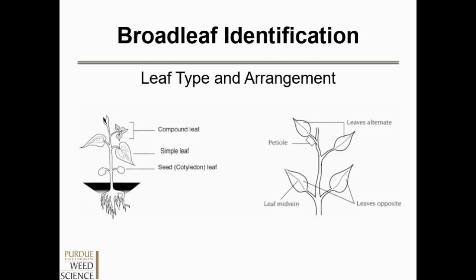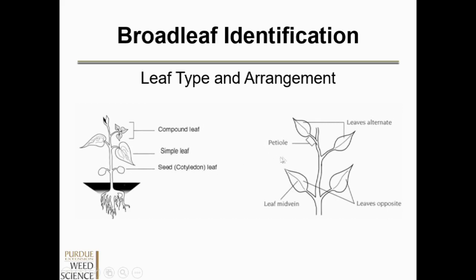So some of these structures that I mentioned before, when we look at leaf type or arrangement, on the left side of the screen, we can have what we call a compound leaf, which an easy way to put it will sometimes have what we would call 3 leaflets around one central structure. So that would be a compound leaf type. A simple leaf is generally just one leaf coming off of the main stem. And then the cotyledon leaf, so a dicot, once again, 2 cotyledons, and these cotyledons, their shape in general can identify some of our broadleaf plants for us.